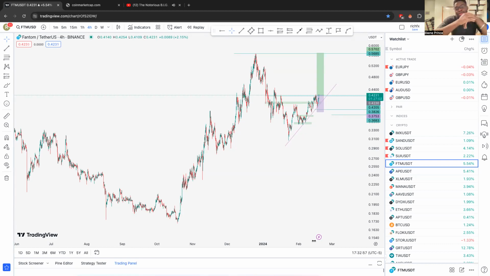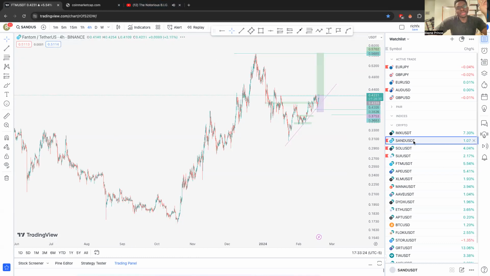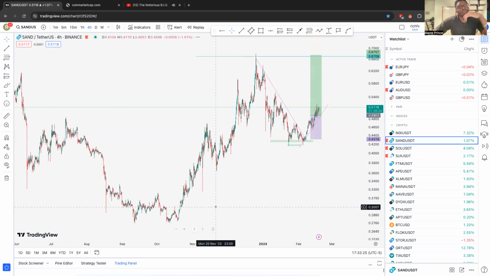As I'm already sharing my screen, you see I'm already in FTM USD. Depending on the broker that you're trading with, I'm trading with Binance, so I'm on a Binance chart, as you can see right here. So what do we have here? But before I go into FTM USD, I want to show you two trades I'm already in, and they're already in profit. The first one is Sand USD. Let's go to Sand USD. I'm already in Sand USD.